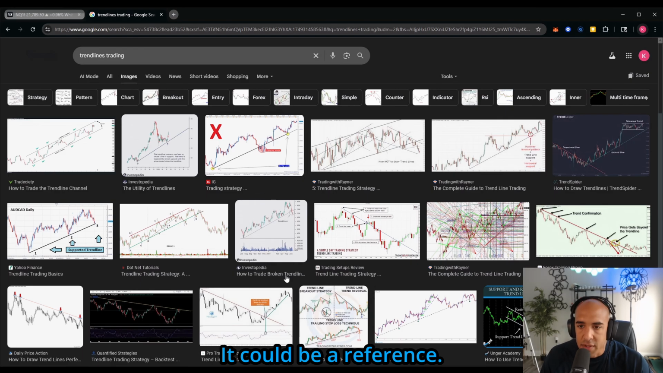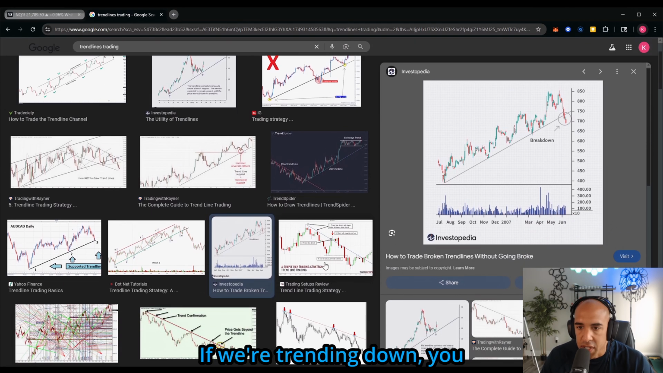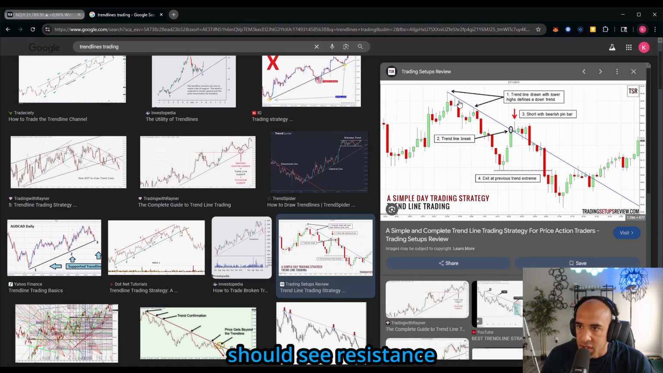Okay, it could be a reference. If we look at some of these images here, this is a really clean image. You see this line that's holding up price. You see how price, the lows are respecting this line along the way. We're trending up, clearly, right? And then it goes the same for the downside, right? If we're trending down, you should see resistance or your highs respecting that trend line.